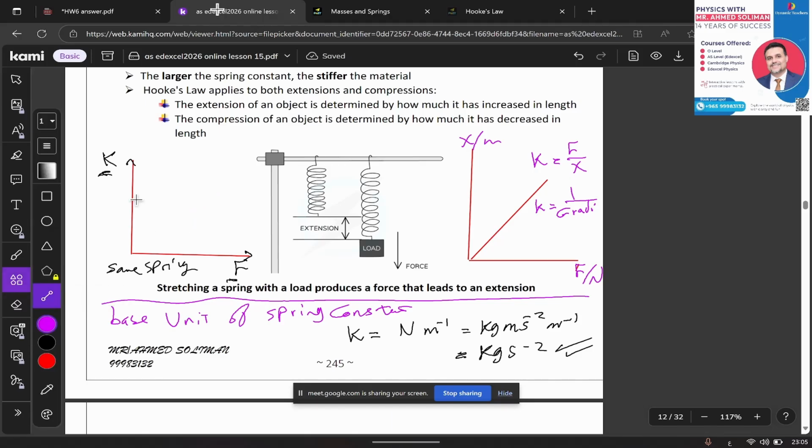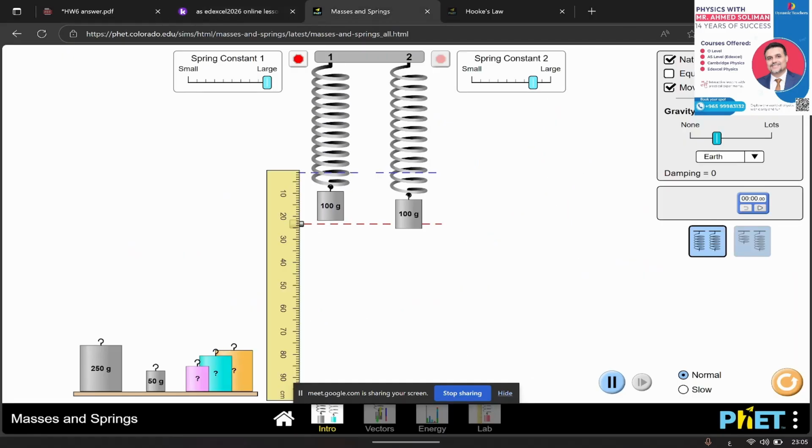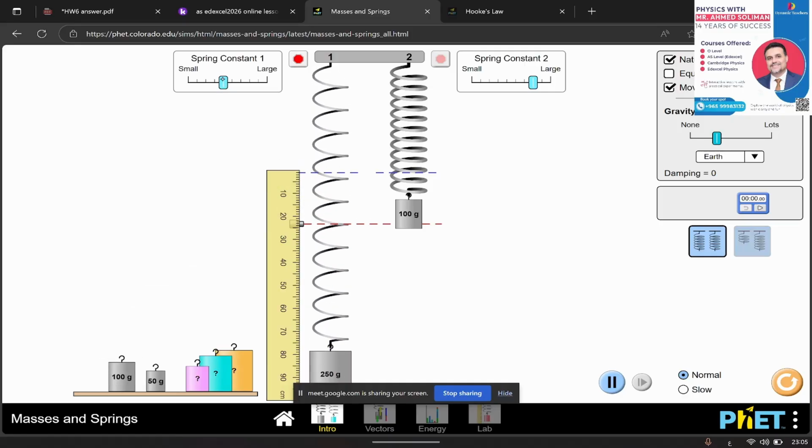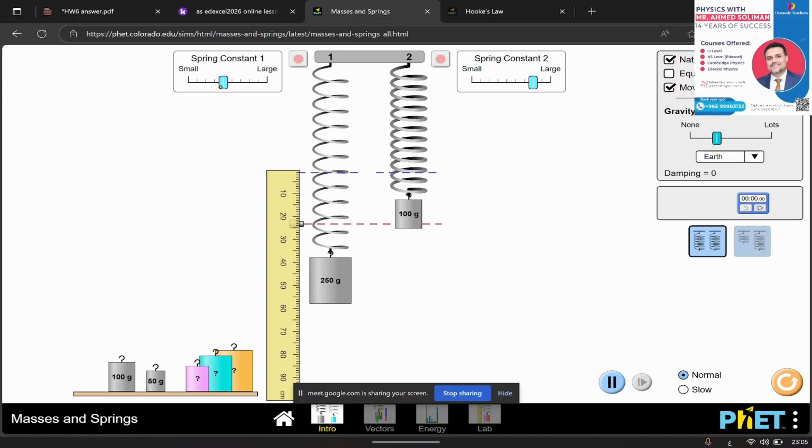No. Because for the same spring, it will be constant. We call it the spring constant. So, for example, this is the spring constant, okay? What will happen if I add a greater mass? Does the spring constant change? No. Okay, so you have to know that it's called the spring constant because it's constant. If I want to change it, I need to change the spring. Okay?